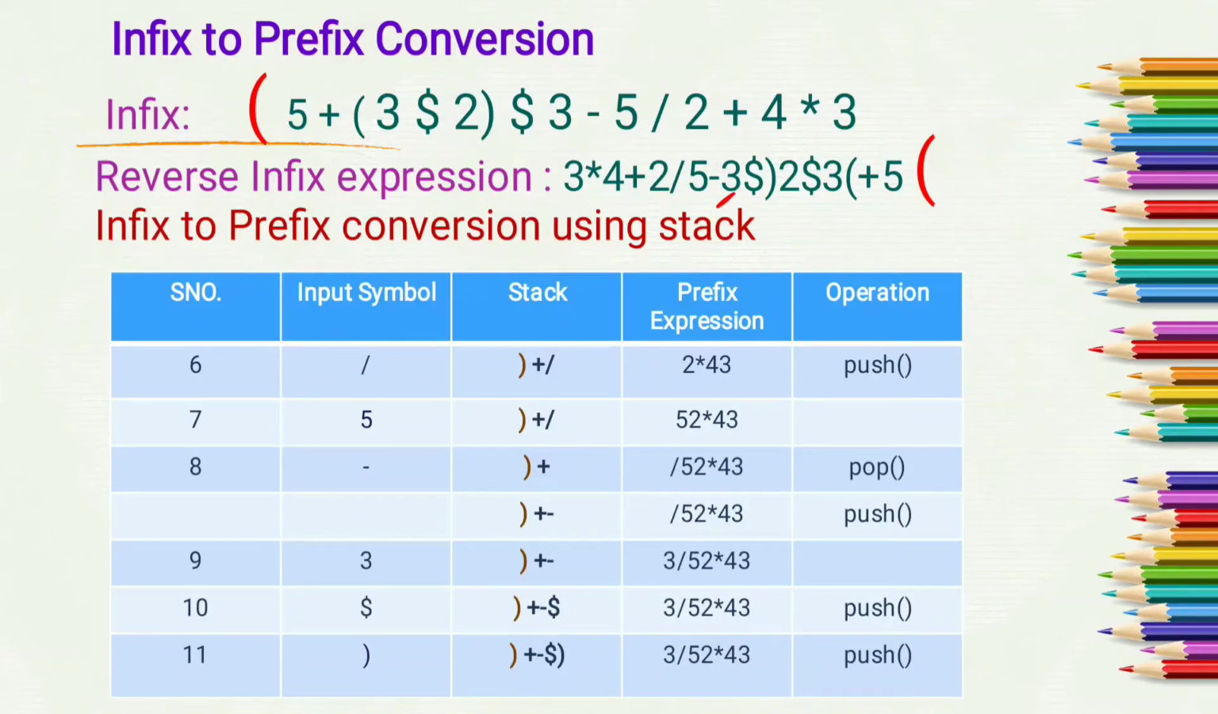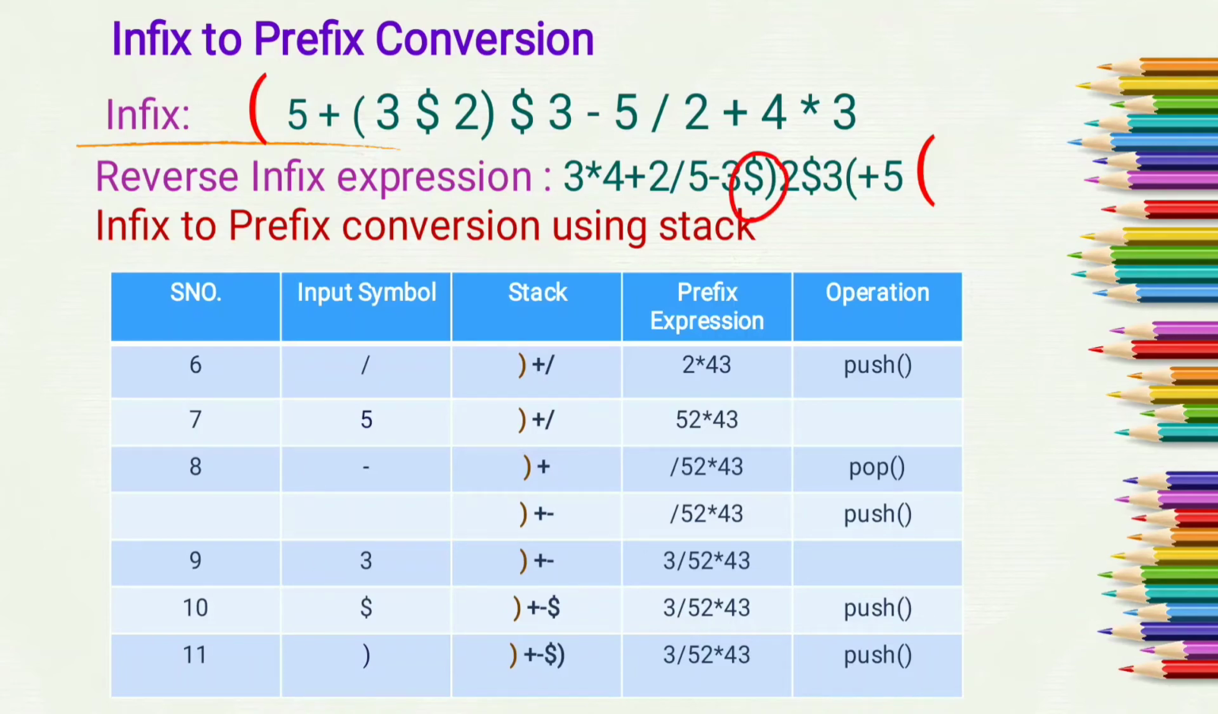Next input symbol is minus. We compare minus with the division operator. As minus has lower precedence than division, we cannot push a lower precedence operator over a higher precedence operator. So first we have to pop division from the stack and add it into the prefix expression before 5. Now we compare minus with plus. As minus has the same precedence as plus, we can push minus into the stack. Next input symbol is 3, which is an operand. We have to add it into the prefix expression before division.